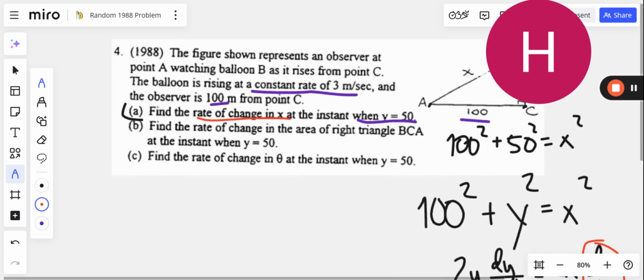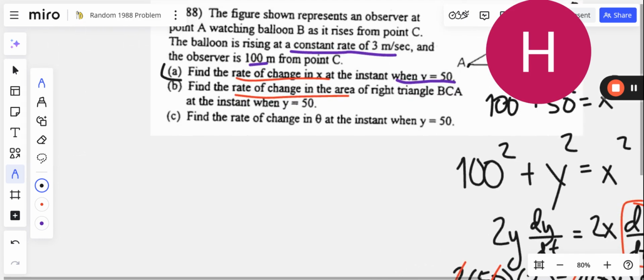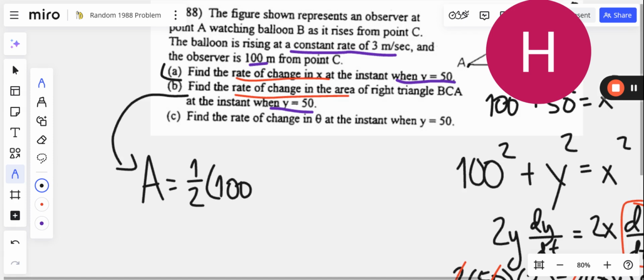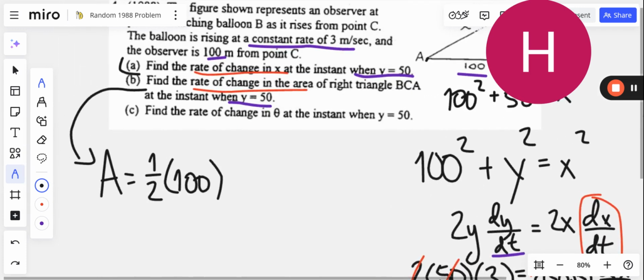All right, now we have to find the rate of change in the area. Interesting. So the area of this right triangle, how are we going to represent this area? And again, at the instant y equals 50. The area of that triangle is just going to be 1/2 base times height. So 1/2 times 100, which will always be the base as this thing is rising, times the height, which is changing.